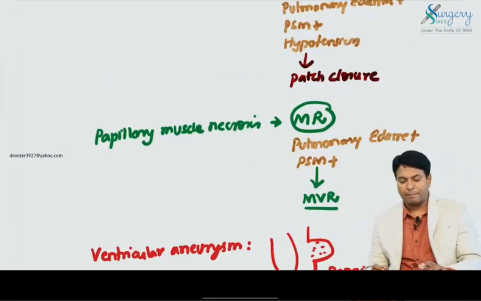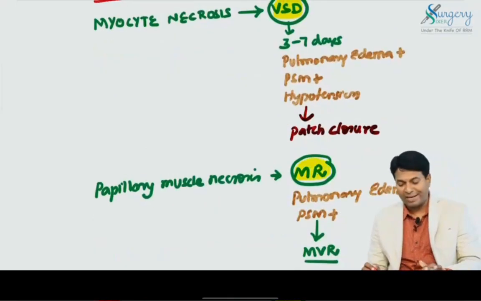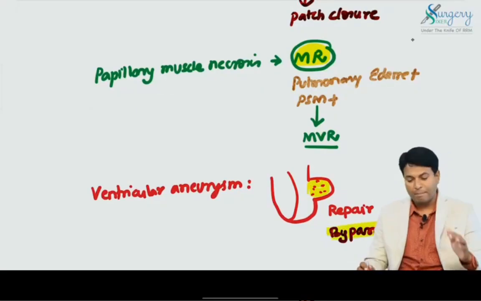Okay, please remember ventricular aneurysm, papillary muscle necrosis, myocyte necrosis. Myocyte necrosis is associated with VSD, papillary muscle necrosis is associated with mitral valve regurgitation. Ventricular aneurysm will need replacement or repair with the help of bypass machine guidance. Okay, so now what are the things I'm going to do mainly in bypass?